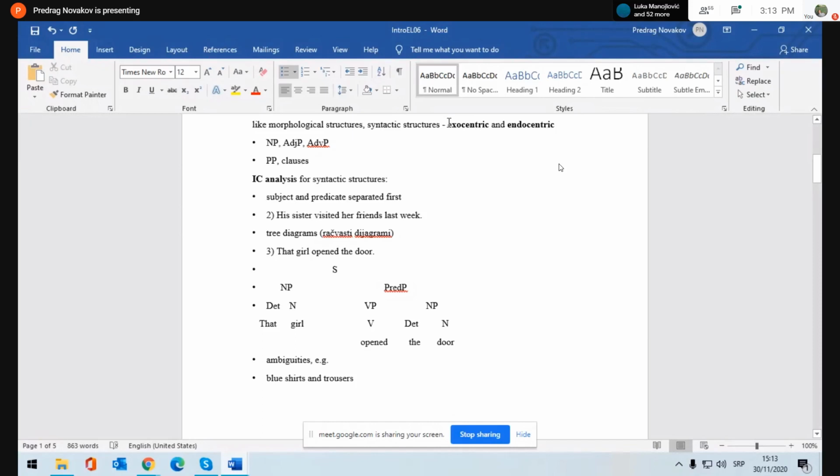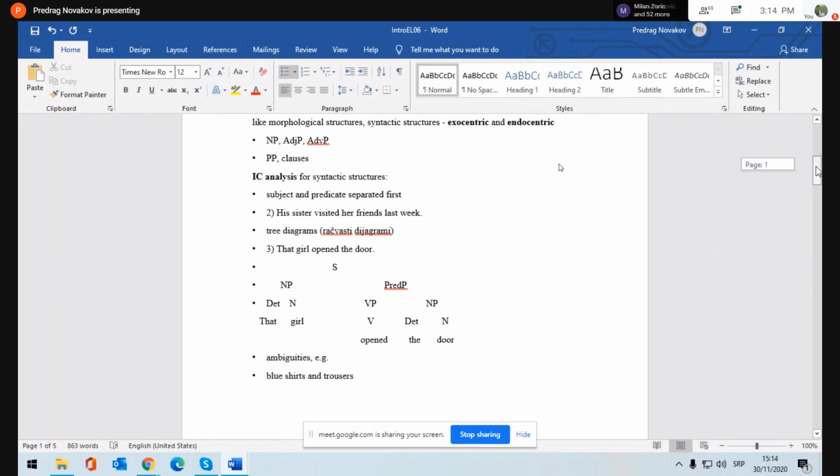And clauses are also exocentric because you have the subject and the predicate. You know that in English you cannot omit the subject. The subject has to be there. So we have the subject and the predicate together. Think about it: the first group endocentric, the second group exocentric, because you cannot reduce it to a single element.